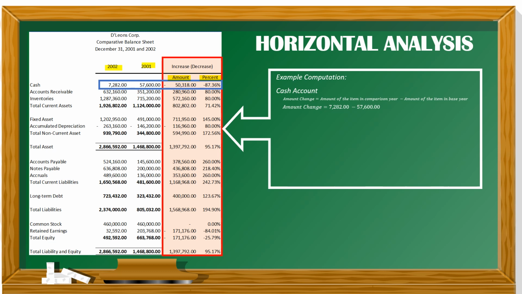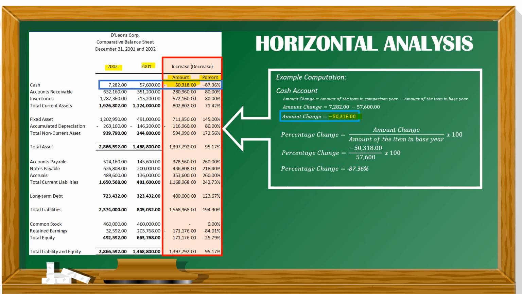Now let's change it into figures. Amount change is equal to 7,282 less 57,600. So we have here the amount change of negative 50,318. Okay. Now let's get its percentage change. For that, we should have the amount change, which is a negative 50,318 divided by the amount of the item in base year multiplied by 100. So this is it. And then we have here the percentage change of negative 87.36%. That is here.